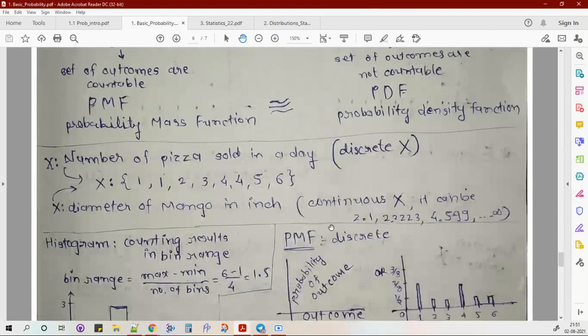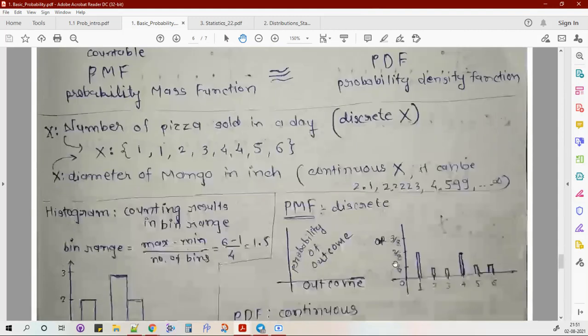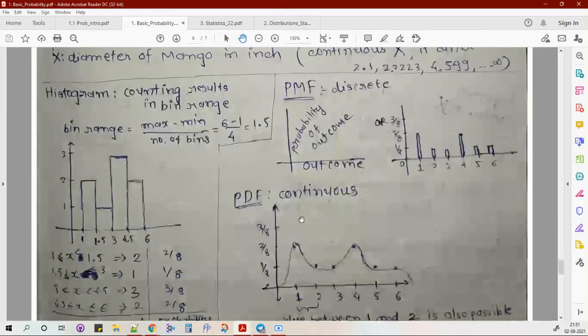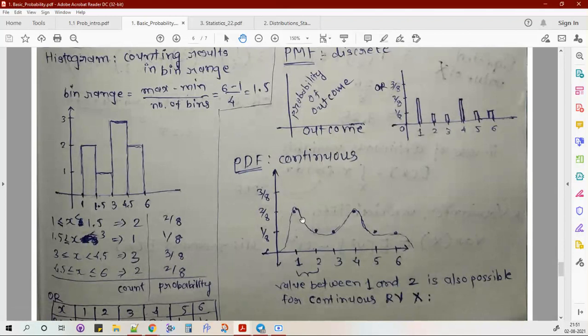And the PDF is always used for a continuous random variable. So if this data was for the diameter of a mango in inches, then I would have this PDF. And how do you get it? And how do you interpret the PDF? The full form of PDF is nothing but probability density function, right? So we don't have probability here. It's a density, right?